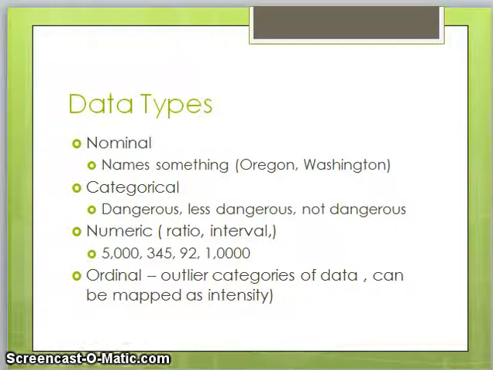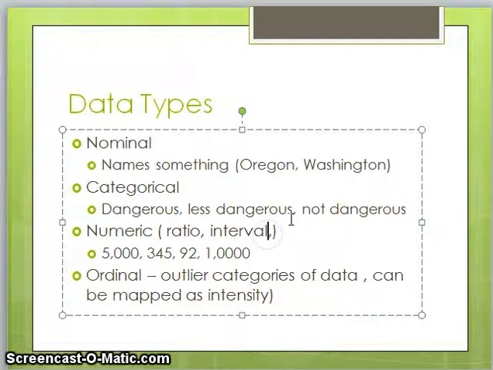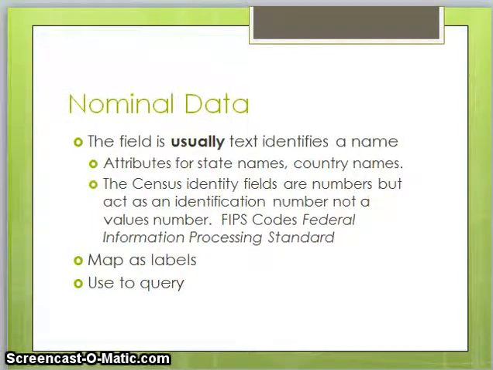Categorical data is data that has been grouped into some kind of subcategories or smaller categories. Numeric, two kinds of numeric data, either interval or ratio data. And then ordinal is a lot like categorical because typically you take numeric data and divide it into groups or bins, but because they have a high value and a low value, you tend to map them as you would any numeric or quantitative data.